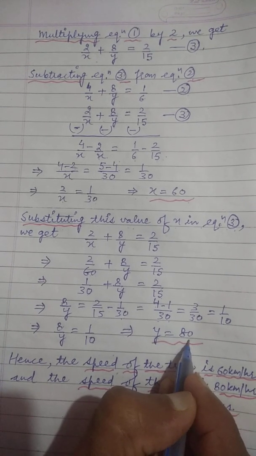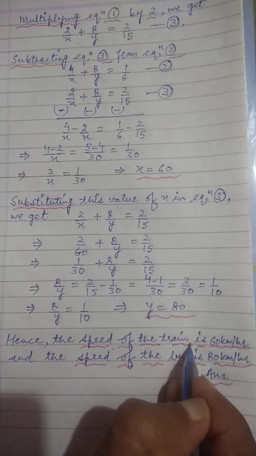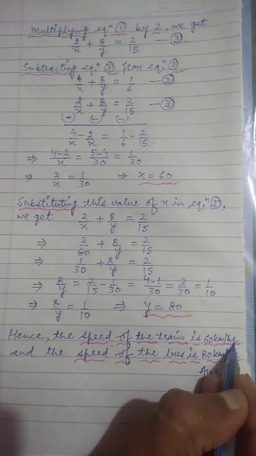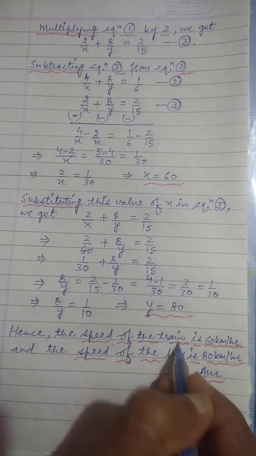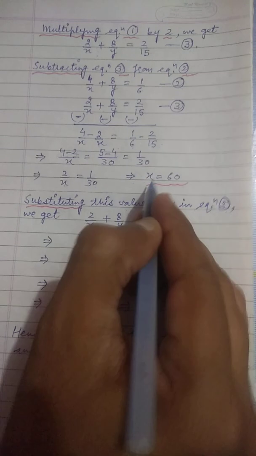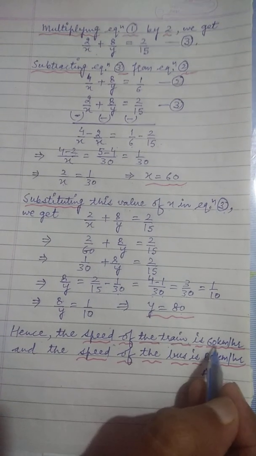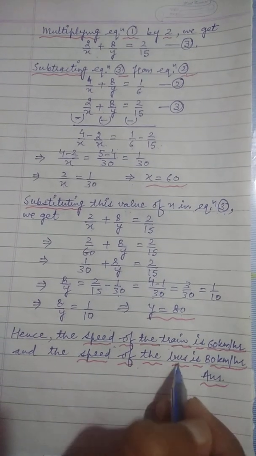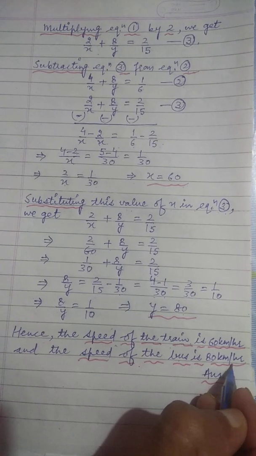Hence the speed of the train is 60 km per hour. That is, you supposed that the speed of the train is x, and x is found to be 60 km. So the speed of the train is 60 km per hour, and the speed of the bus is 80 km per hour.